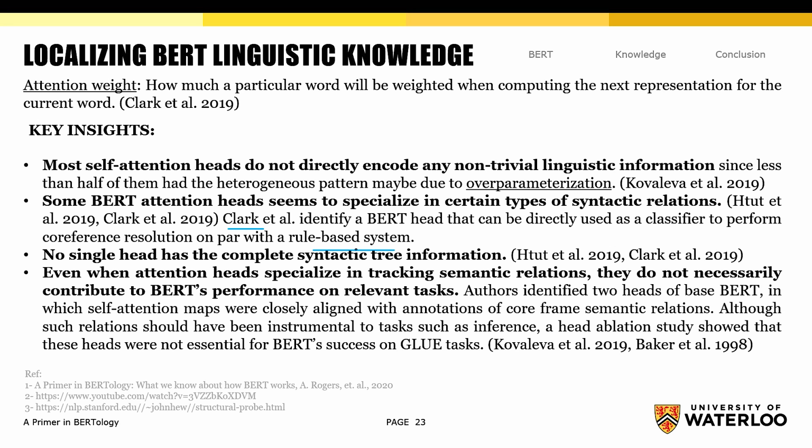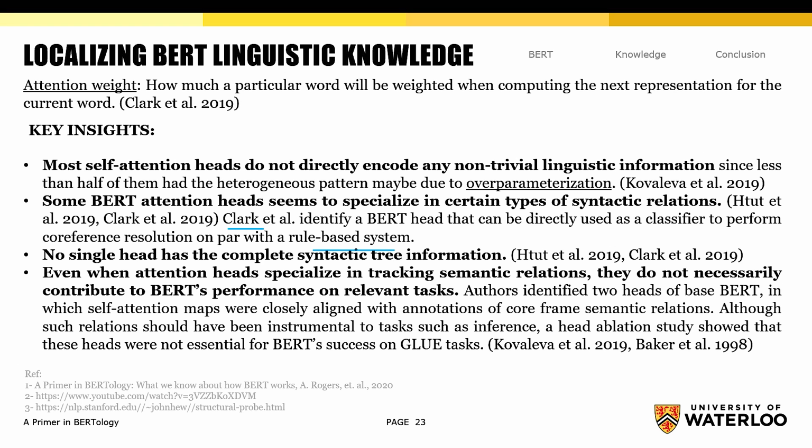Some authors identified two heads of base BERT in which self-attention maps were closely aligned with annotation of coreference semantic relations, but unfortunately, we believe such relations should have been instrumental to tasks such as inference, but a head ablation study proved that these heads were not essential for BERT's success on the GLUE task. So it seems that most of these heads are not necessary, again because of the overparametrization that we always have in deep learning. And maybe the ultimate reason is memorization. Almost all of the heads have the same ability, and maybe also because of the dropout that we use in the attention, all of these heads are somehow robust: if you remove one of them, the others can work perfectly.